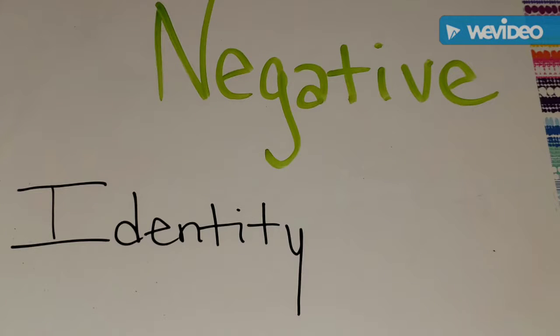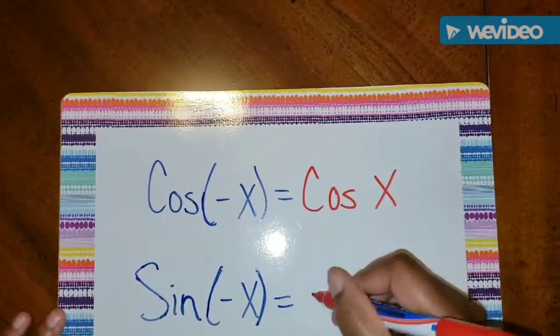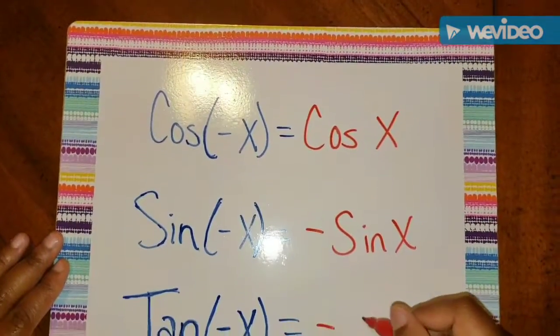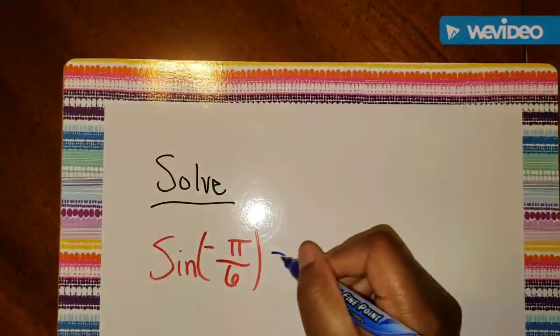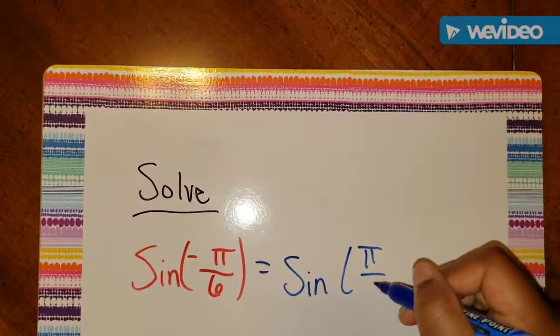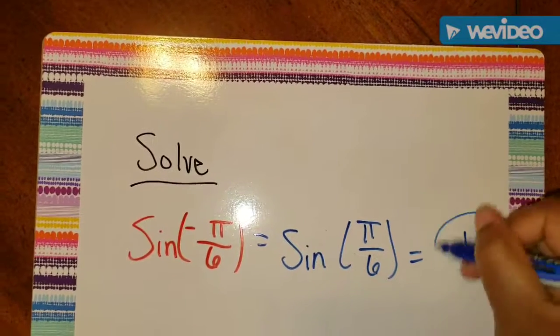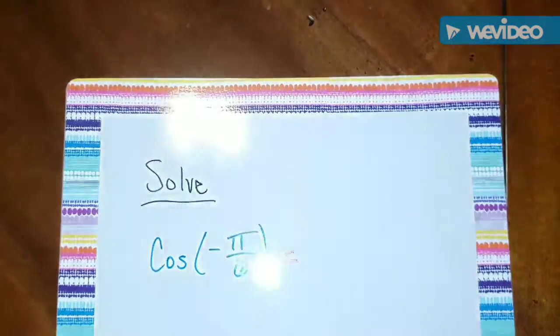All right, so our next identity is the negative identity. So cosine negative x equals cosine x, sine negative x equals negative sine x, and tan negative x equals negative tan x. So now let's solve sine negative pi over 6. So looking at our identity, it will be negative sine pi over 6, or negative 1/2, which we saw in the previous example. So try this one on your own.